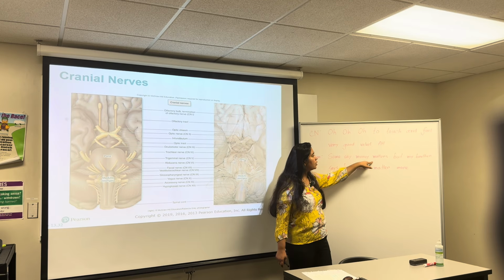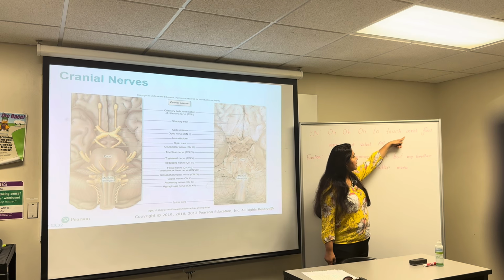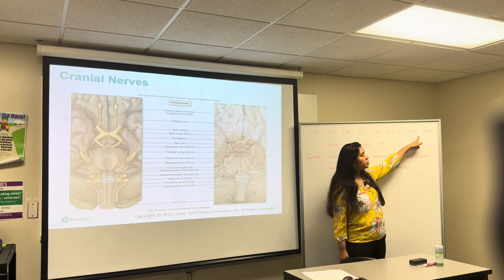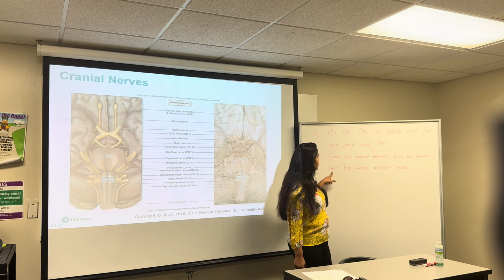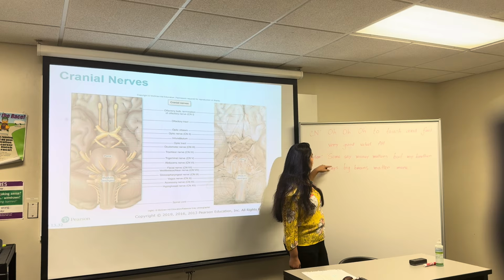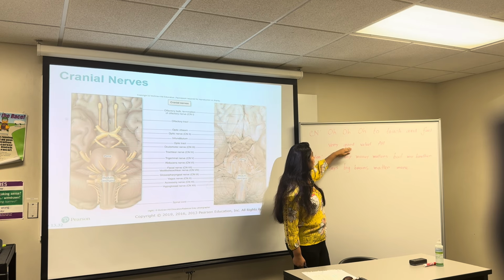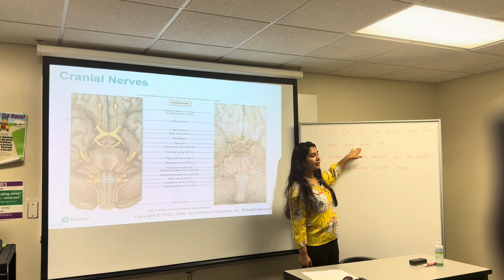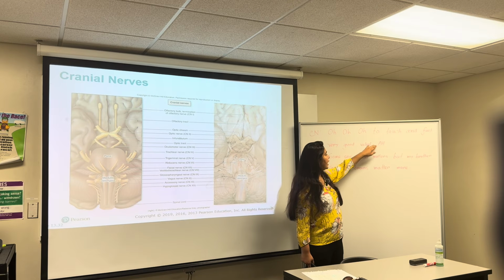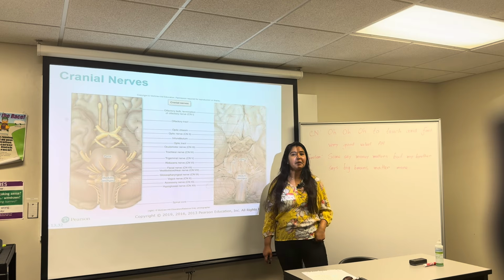Trochlear, motor. Trigeminal, both sensory and motor. Abducens, motor. Facial, both. And then vestibulocochlear, sensory, hearing, right? And then you have the what? Glossopharyngeal, both. Vagus, both. Accessory, motor. Hypoglossal, motor. Does it make sense?